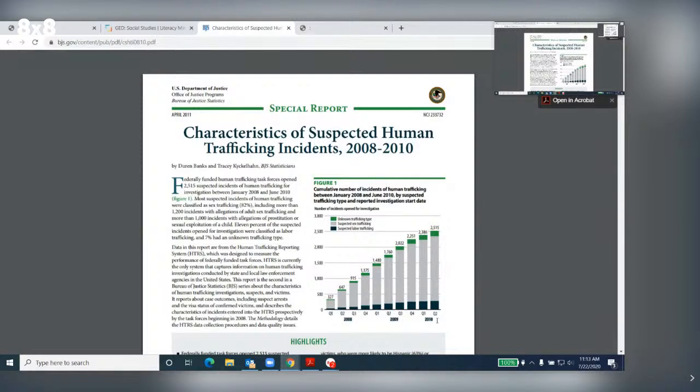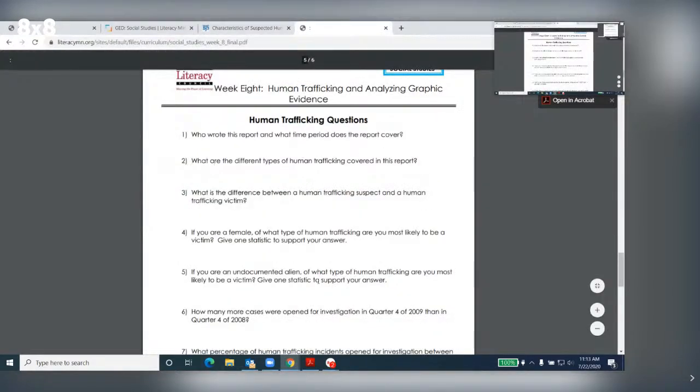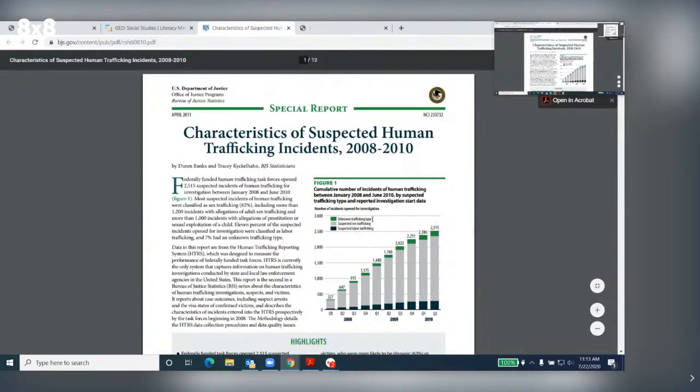Okay, so if you want to just go question by question, that would be fine. I just suggest, and you guys can browse this article, you certainly don't have to read the whole thing. It's kind of a detailed report. But just go in and look for specific statistics that are asked in the questions. And what are the different types of human trafficking? Like I said, it's sex trafficking, labor trafficking, and unknown. So it's 3 different types. So hopefully those give you a start on answering those questions.